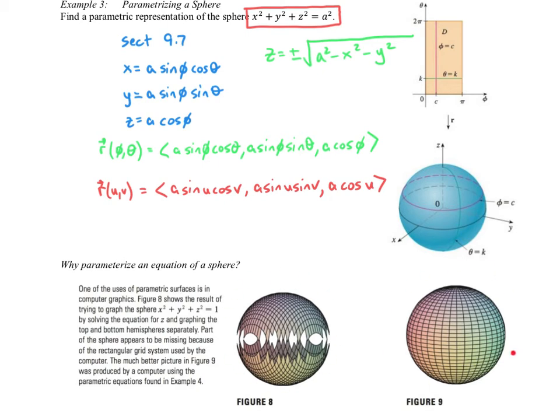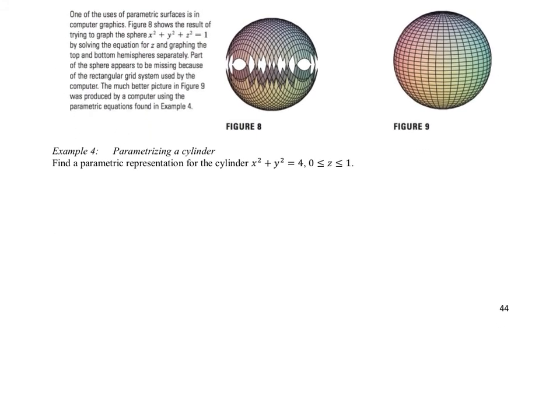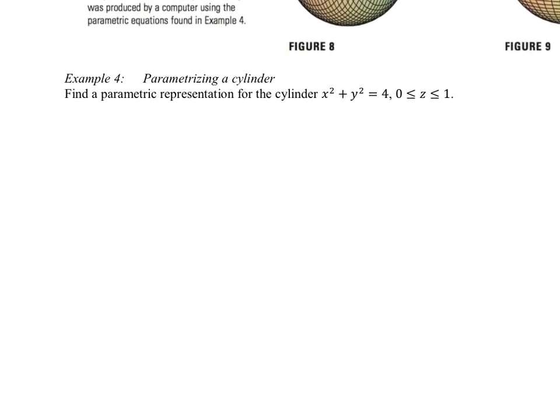We want to look at a nice clean sphere, and that's often what a vector function can provide for us. All right, let's move on to example 4. So we're going to look at, again, I'm pulling out examples that we've done in the past. We've done cylinders using rectangular form.